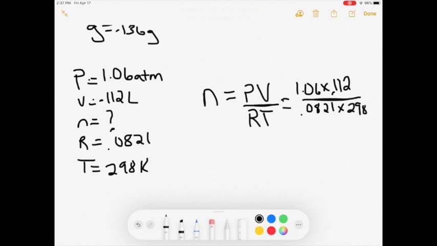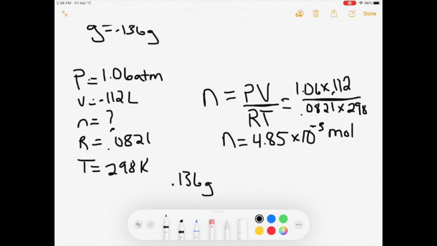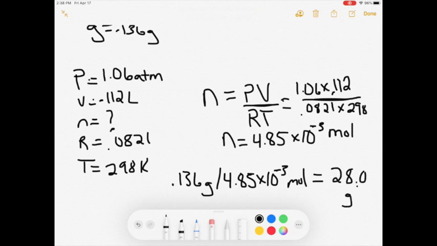Okay, so that gives us 4.85 times 10 to the negative 3 moles. Okay, so we have our grams, we have our moles. Now all we have to do is divide the two to get molar mass. And we find that our molar mass is going to be 28 grams per mole.